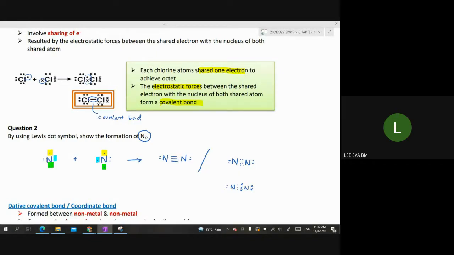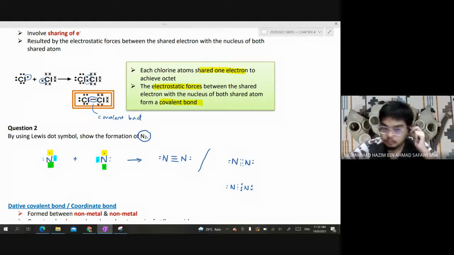Okay, so that is for the simple covalent bond. That means each of the nitrogens will share one electron to form a triple bond. So the electrostatic forces between them form the covalent bond.